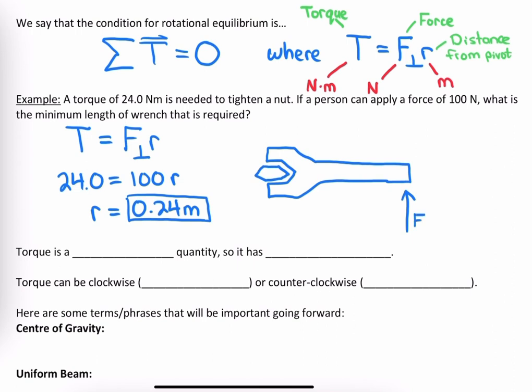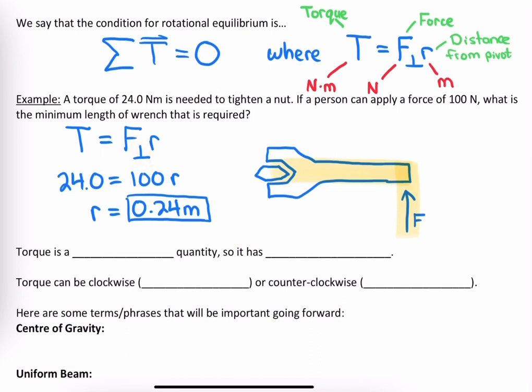Notice how that force, which is going in this direction, is perpendicular to the length of the wrench, which is in that direction. There's a 90-degree angle there. That's what this formula needs, that perpendicular symbol there. And that's how most of you would use a wrench.